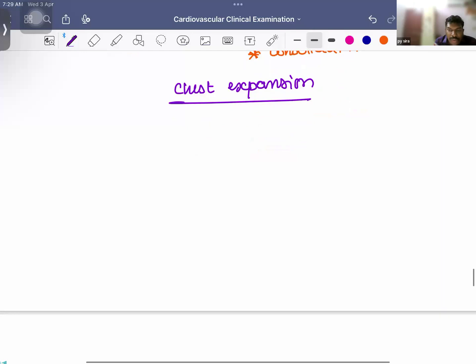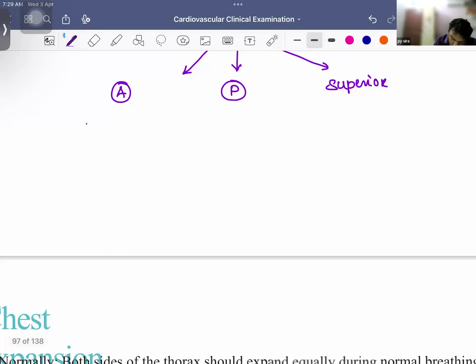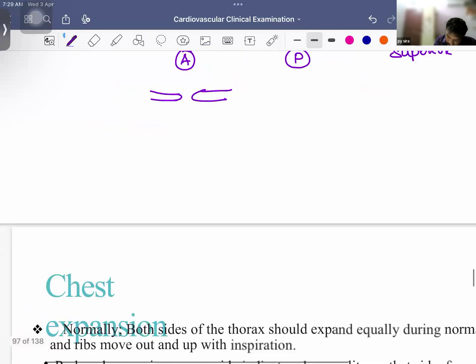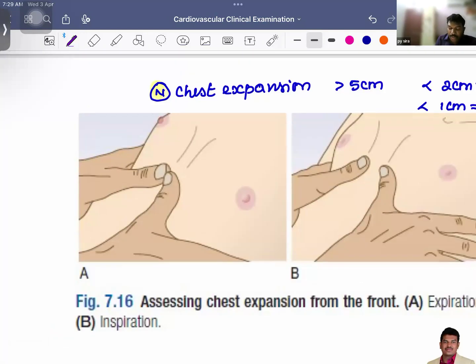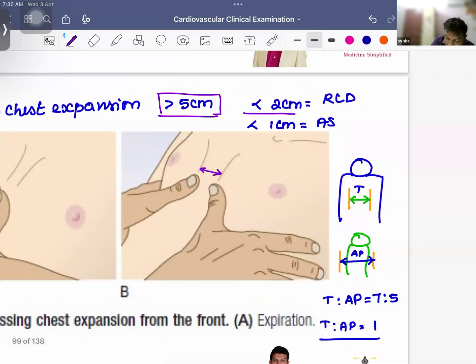Chest expansion. Whenever you are going to tell about the chest expansion, consider the anterior, posterior, and superior parts of the lung. For the anterior part of the lung, you are going to keep your fingers like this, approximate them, and tell the patient to inspire and expire. When the patient inspires, there is going to be separation between these two fingers, and normally the separation should be more than 5 centimeter. Whenever it is less than 2 centimeter, it is restrictive lung disease. Whenever it is less than 1 centimeter, it is going to be ankylosing spondylitis. Very, very important thing. So chest wall expansion is very, very important.